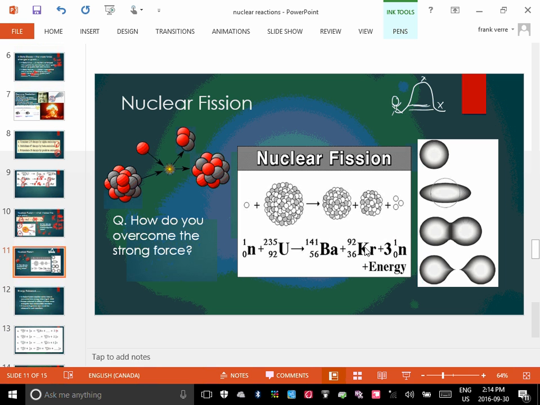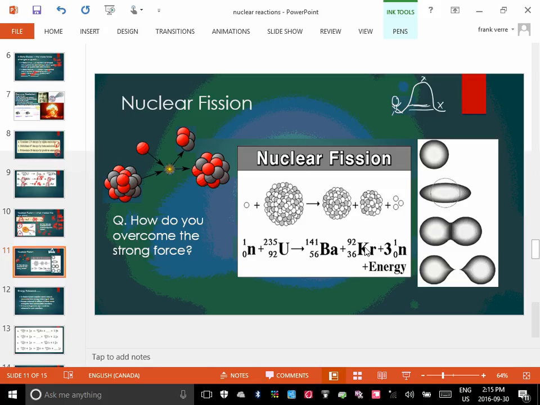Can we look at fission for a second? So fission is the exact opposite. In fusion, you usually take small atoms, put them together and make bigger atoms. In fission, it's the other way around. You take a big atom and you break it up. In this case, the big atom is uranium. Uranium is quite large. It's got a mass of 235.